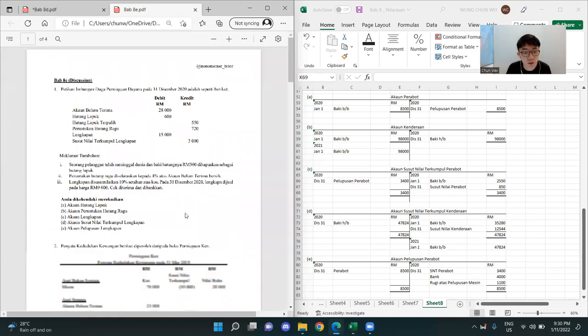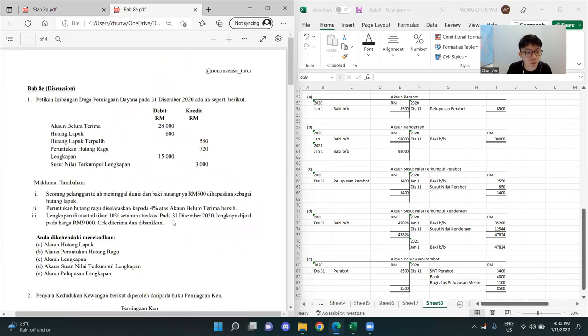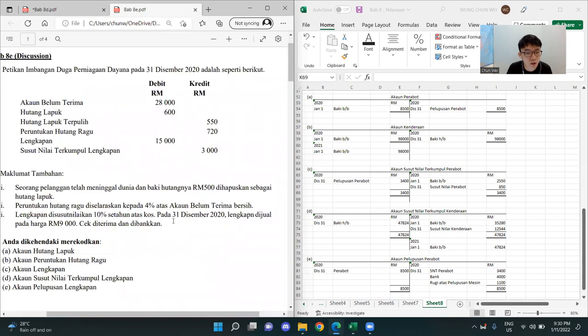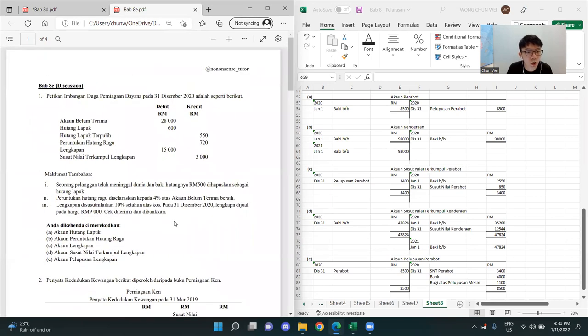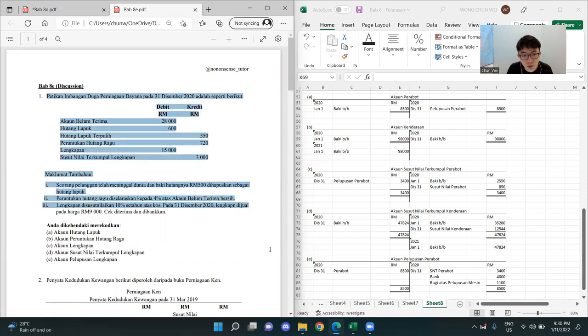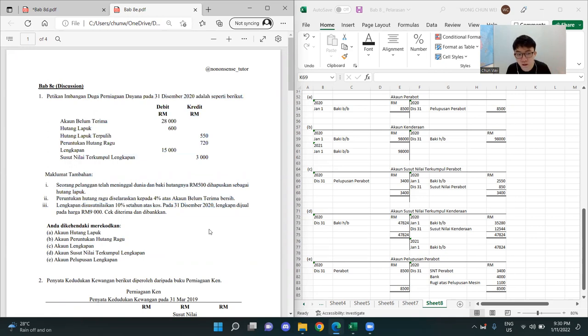All right, bab 8E. So the nota I will send to you guys later after the class, but now you just focus on the screen here. So now look at question 1. All right, perhatikan imbangan. I will give you 3 minutes to look through this question, and then think, or if you want, you can start doing it already, but make sure you look through it and think how should you do this question, all right?